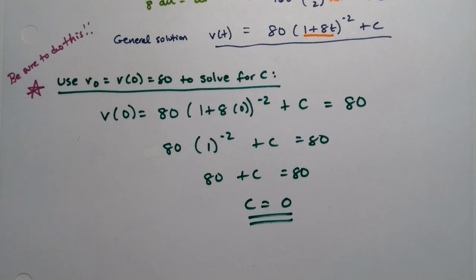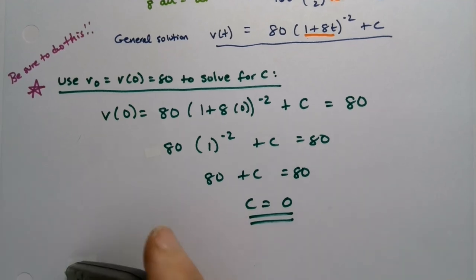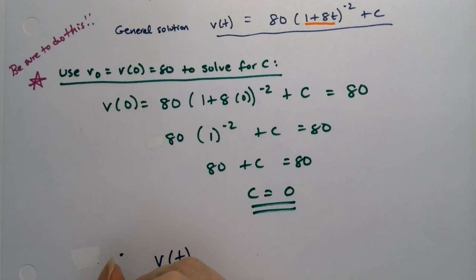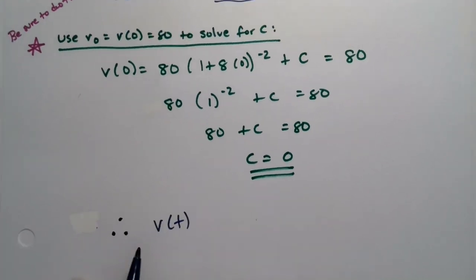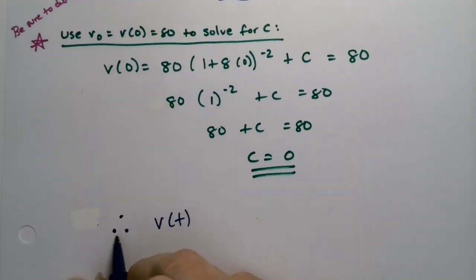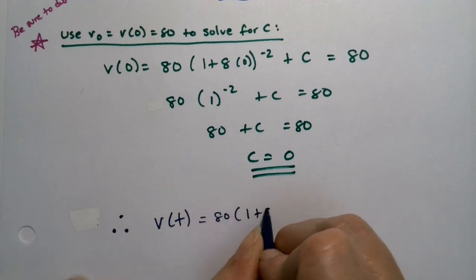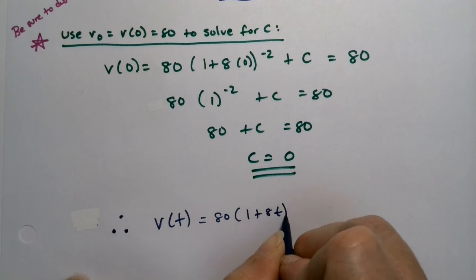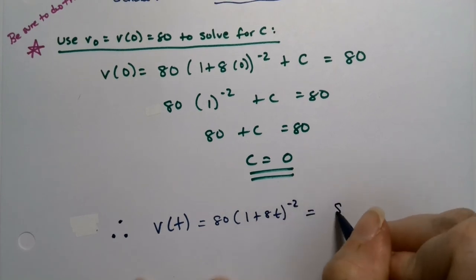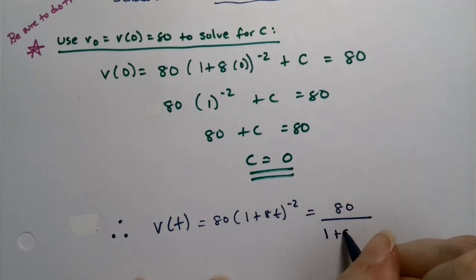So that means that v of t, I should say therefore, that's the logic notation for therefore, by the way. So therefore, v of t is 80 times (1 plus 8t) to the negative 2 plus 0. Or in other words, it's 80 over (1 plus 8t) squared.